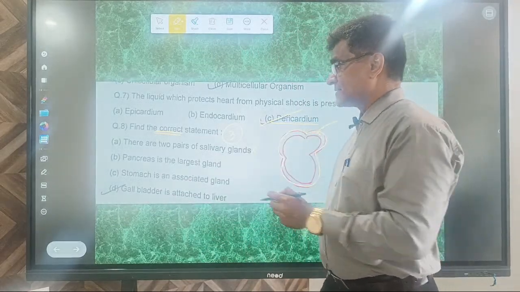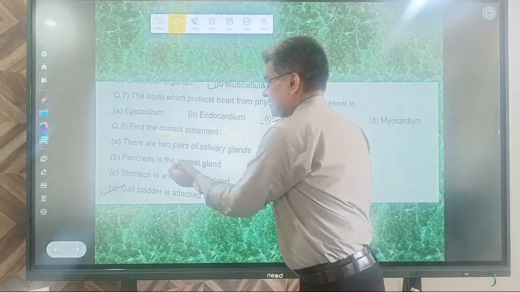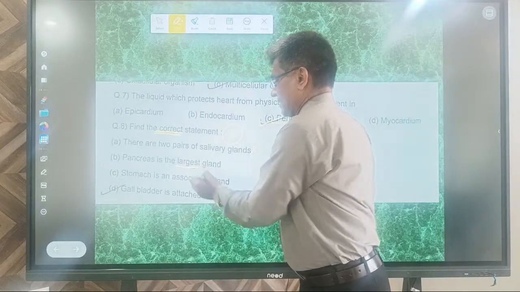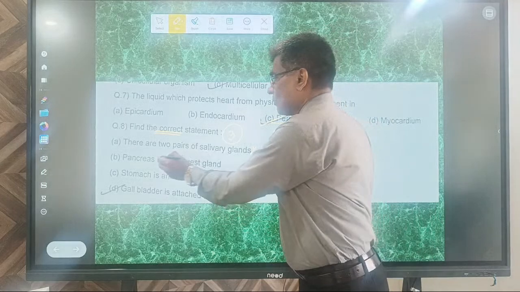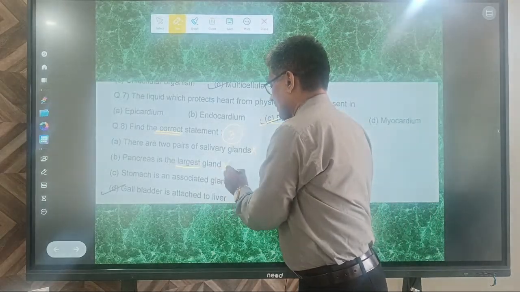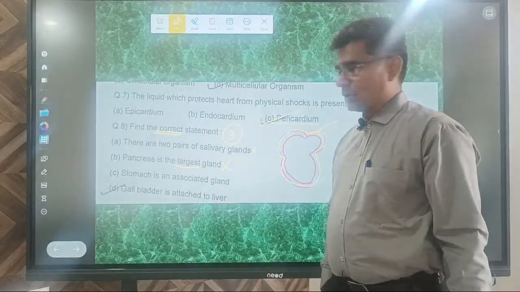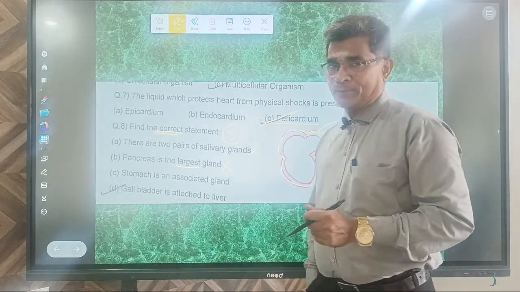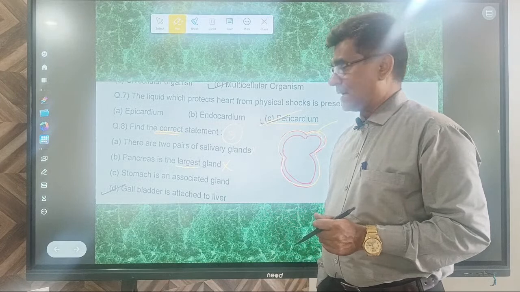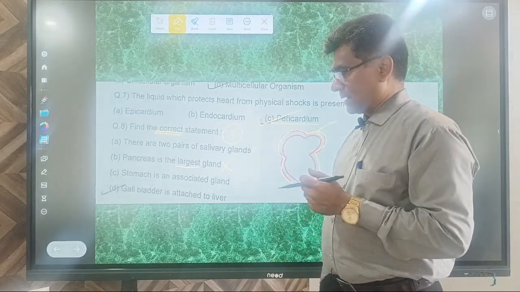Pancreas is the largest gland. Okay, now largest gland pancreas नहीं होती है. तो pancreas ये भी wrong हो जाता है. Pancreas के बदले यहाँ अगर होता thyroid gland, then that could have been the correct answer.